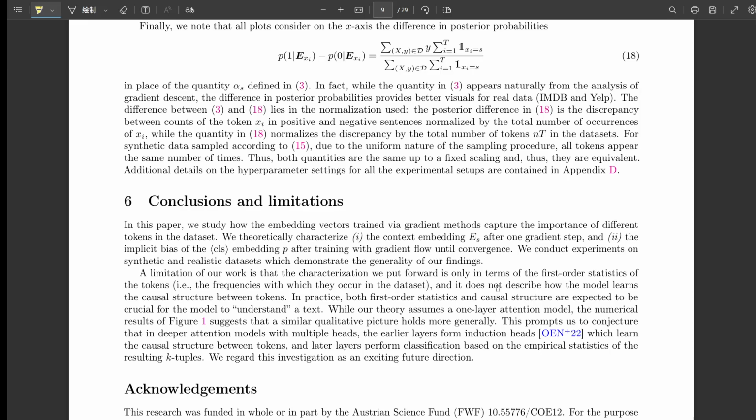Wow. So even though the theory was built for the simpler model, the actual behavior, the way these embeddings learn about importance, seems to carry over to a more complex architecture. It suggests the core principles identified might have broader applicability, which is quite exciting. Okay, so let's try to summarize the key takeaways here. This research really digs into how gradient descent shapes these embeddings.